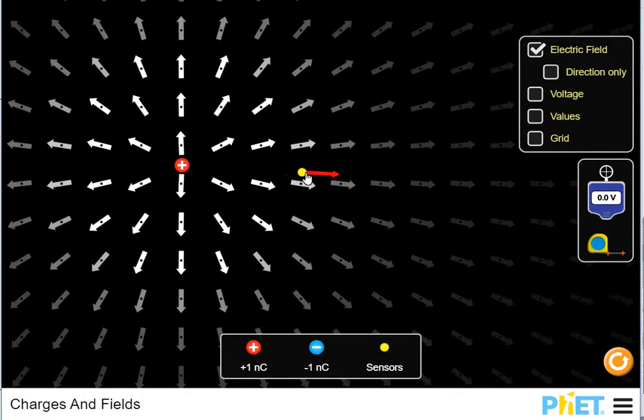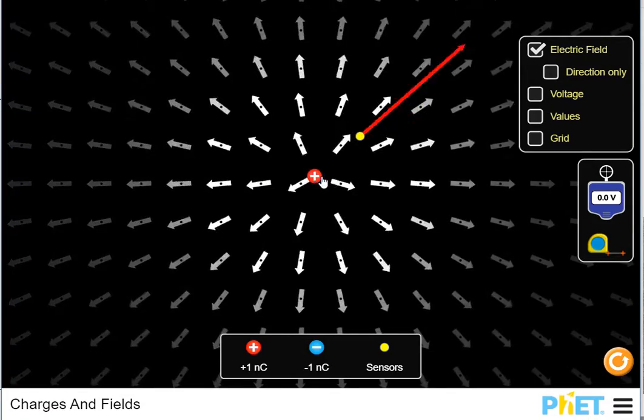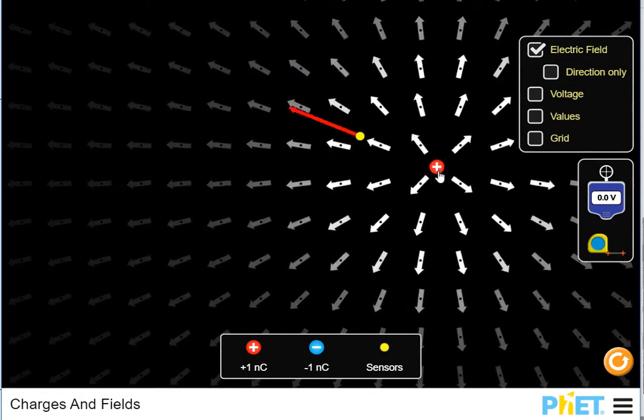So notice how the electric field, when I get really close to the charge, it's really big. When I move that sensor further away, we can see the electric field gets smaller and smaller and smaller. You can also tell by the gradient of the intensity of light for the arrows. So notice the arrows are a lot lighter the further away it is. Notice as I move this charge, the electric field changes as well.